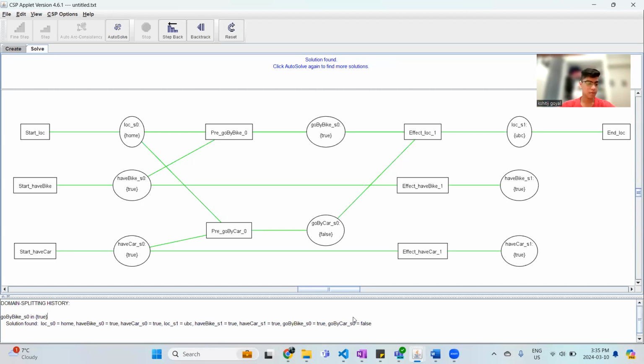So in this lab, I learned more about CSP and learned a lot about STRIPS representation.